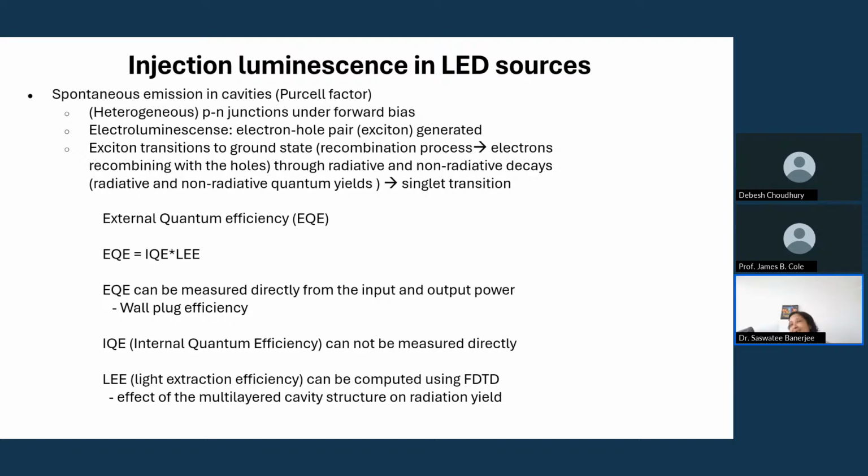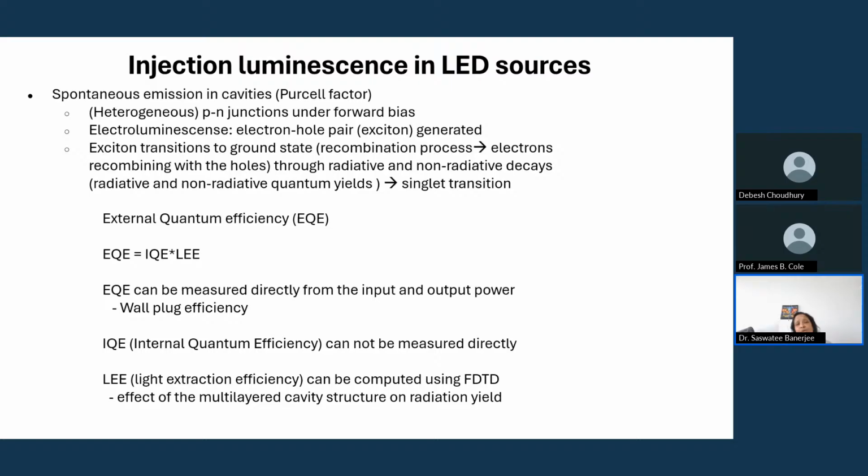However, there's a question of efficiency. To maximize the efficiency, there's a lot of device and material engineering that goes into this process. So what is electroluminescence? Compared to photoluminescence, it's a much more complex method. So what you do is you are applying electrical energy.